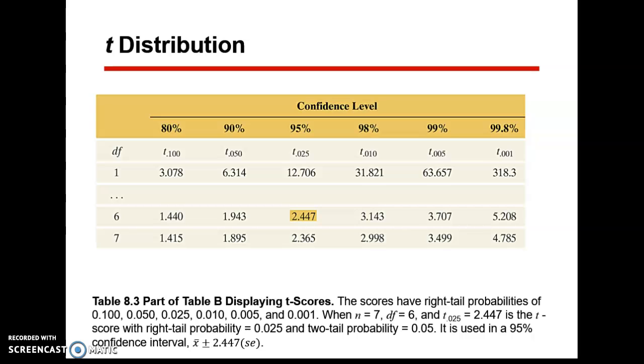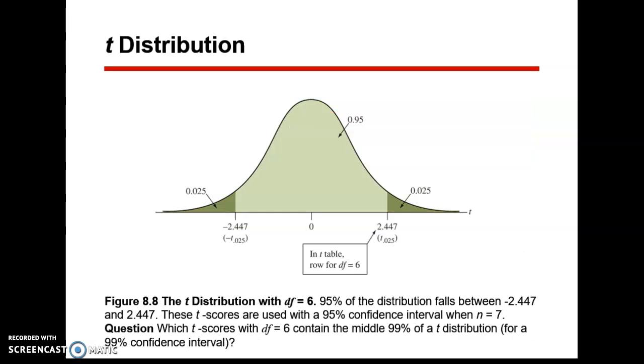Now note down here at the bottom, it says when n equals 7, degrees of freedom equals 6, and t sub 0.025 equals this. Now why are we using that if we're doing a 95% confidence interval? Well, 0.025 is 2.5%, and this is a two-tailed probability, so we take 2.5% and multiply by 2, we have 5%. That's the part we're excluding, so we're looking at the 95% in between those values. So it all works out.